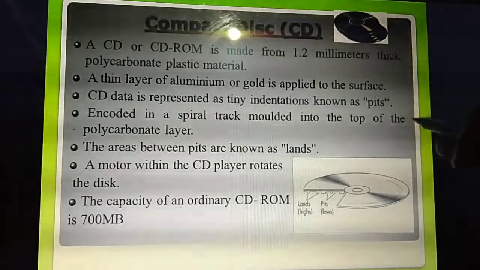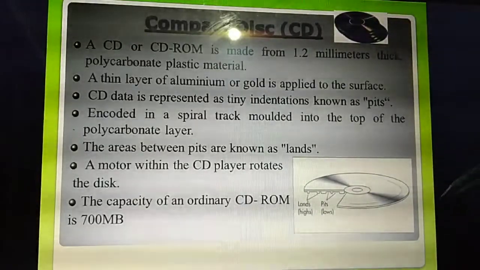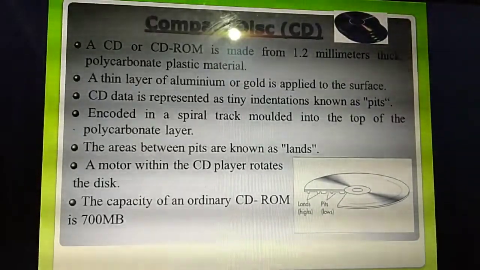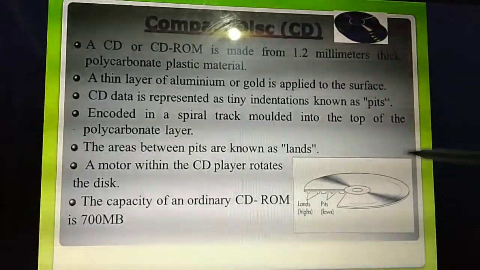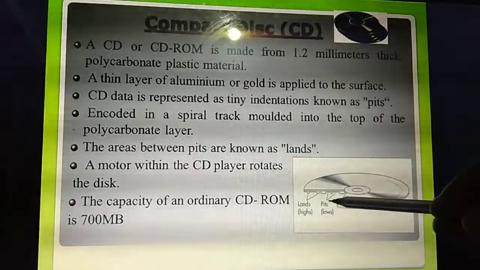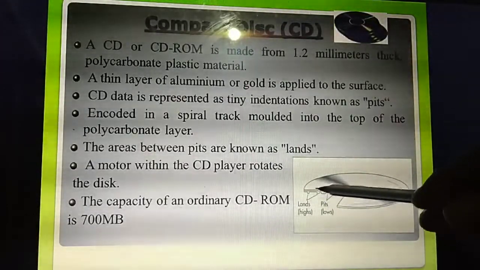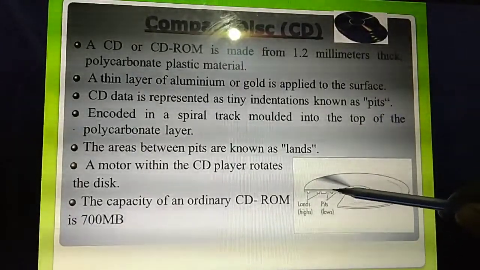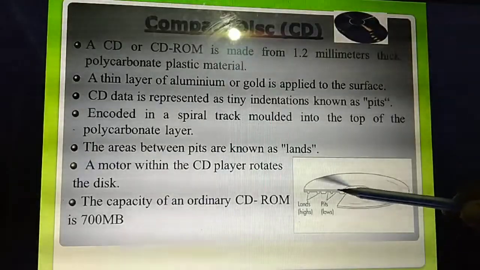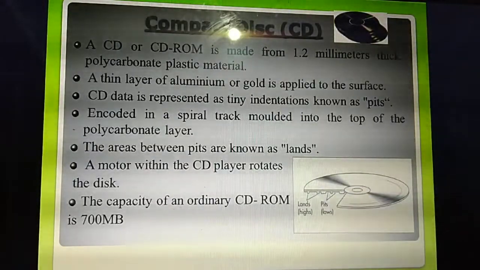At the top of this CD, as you have already studied, it is surrounded by which layer? Polycarbonate layer. Already I said the small information we store in the CD we call as what? Bits. The area between these bits we call as lands. See, all these small bits you are storing inside the CD. The area in between these bits we call as what? Lands.